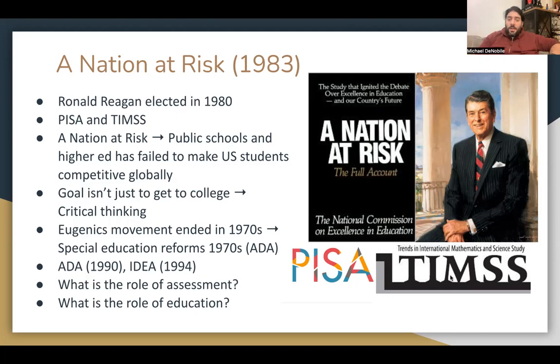And in 1983, the National Commission on Excellence in Education publishes a report entitled A Nation at Risk. In it, it blamed public schools and higher education for failing to make US students competitive globally. And so the goal isn't simply to educate you in order to get you a job, like the industrial model was. We now have to look at critical thinking. How are we going to be competitive on the global stage?